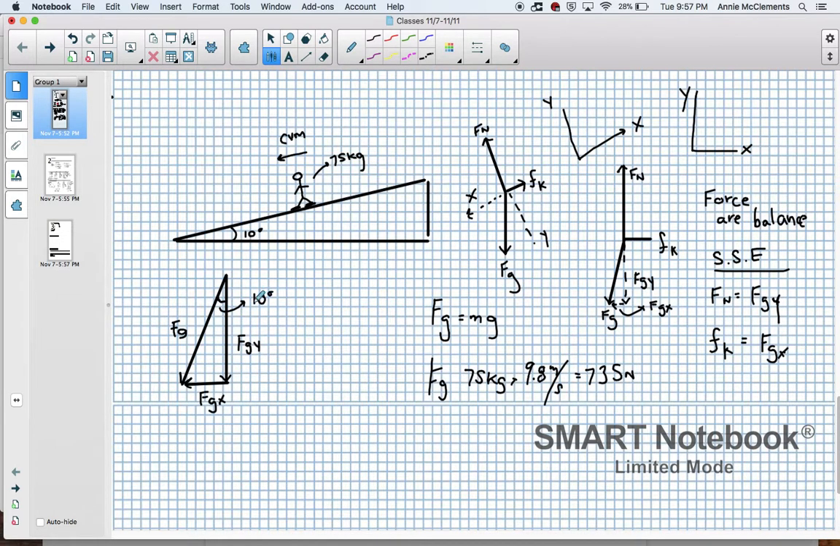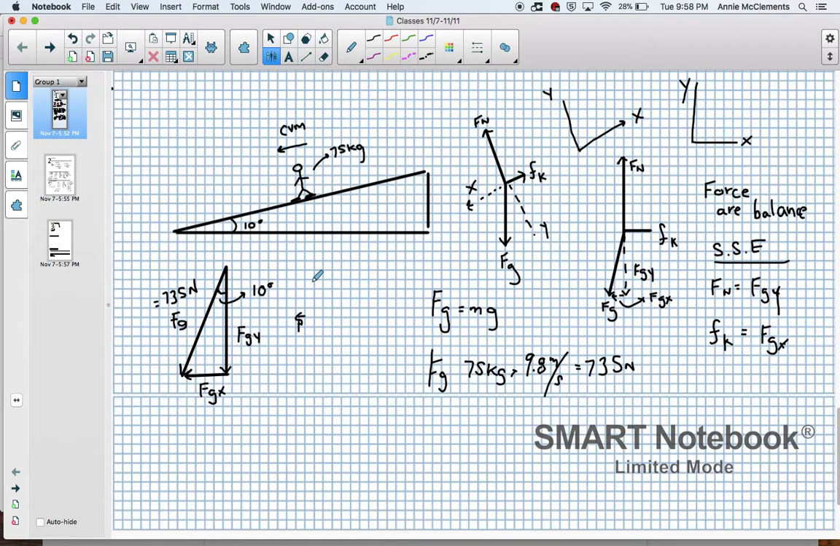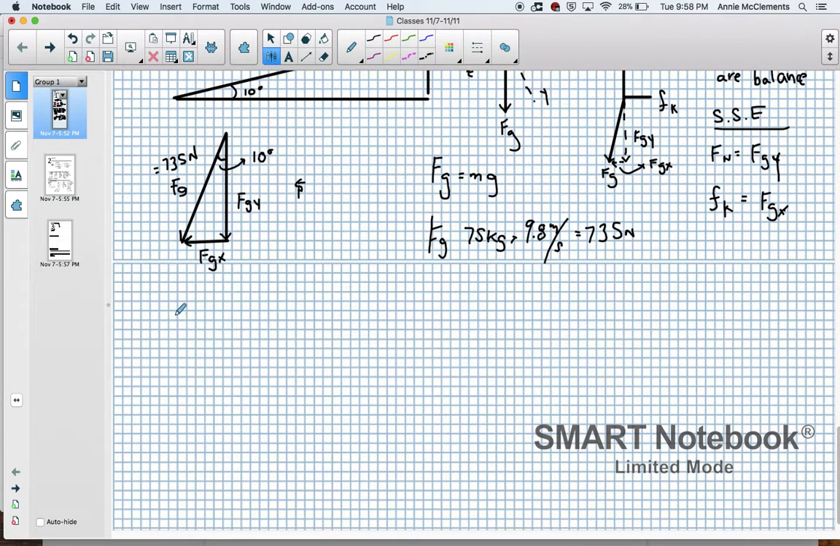And since we have this angle and we have the magnitude of the hypotenuse, remember we just solved for this being 735 newtons, we can solve for these two values using trig. Fgy, let's see, I'll do this down here so that I have more room. Fgy is adjacent to the angle. So we could use cosine, adjacent over hypotenuse. Fgy is going to equal the cosine of 10 times Fg, 735 newtons.